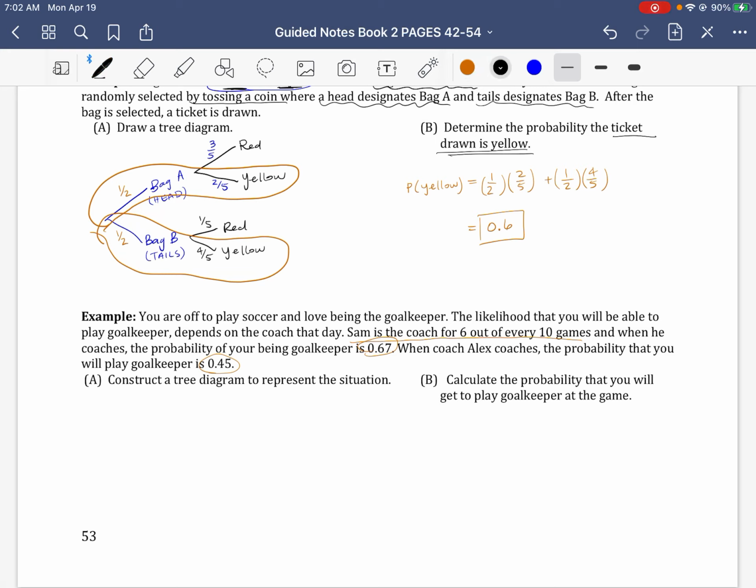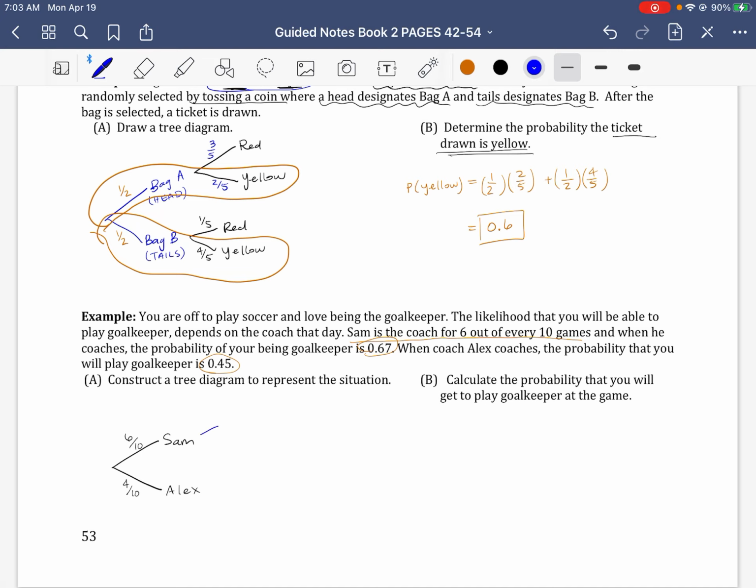So first of all, the tree diagram, depending on goalkeeper or not, is determined first by the coach that's there. So either Sam is there or Alex is there as your coach. So when Sam is there, 6 out of every 10 games, so 6 out of 10, that means Alex is there for the rest of the games. So we would say 4 out of 10. That takes care of all 10 games.